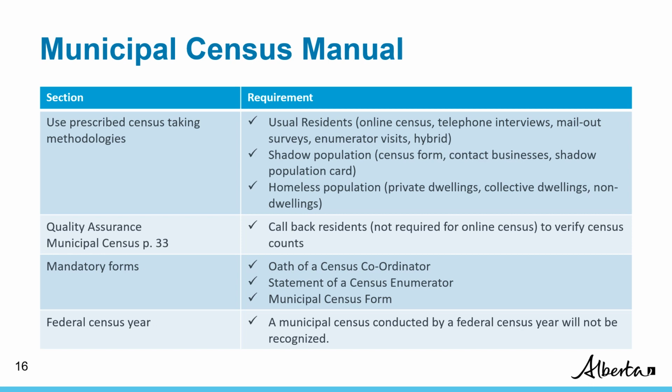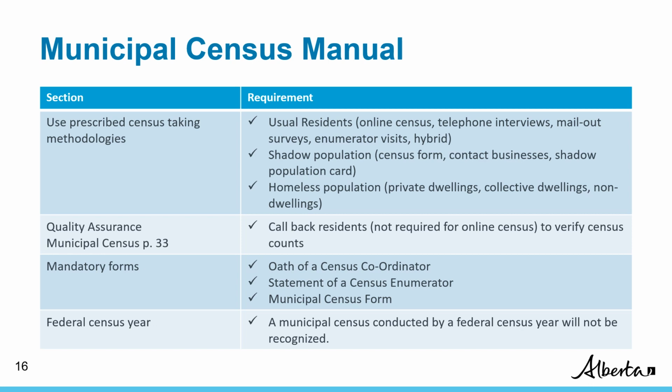Quality assurance in this case refers to randomly contacting dwellings that were enumerated by enumerator visit or by telephone call. The quality assurance calls verify that the dwelling has been visited by the enumerator and provide a check on the usual resident question. We have now included an example of a quality assurance check script on page 75 of the manual.